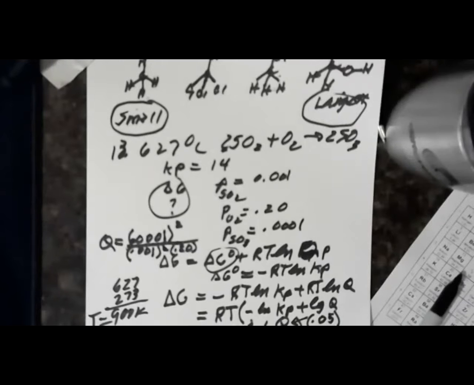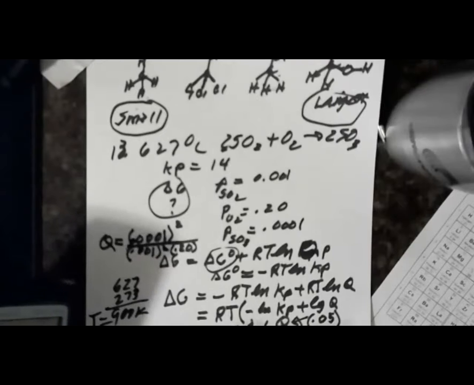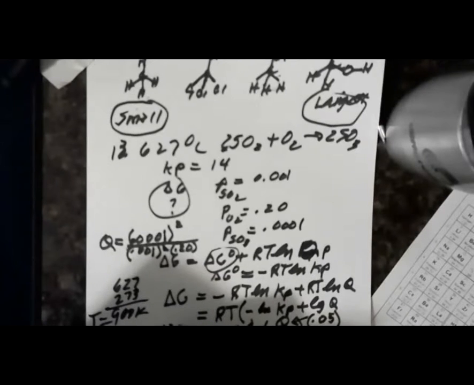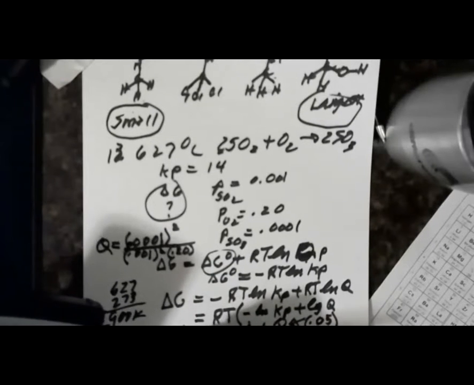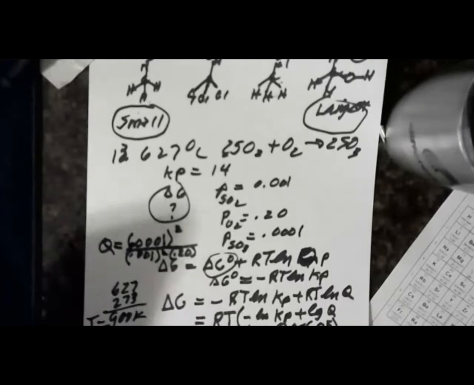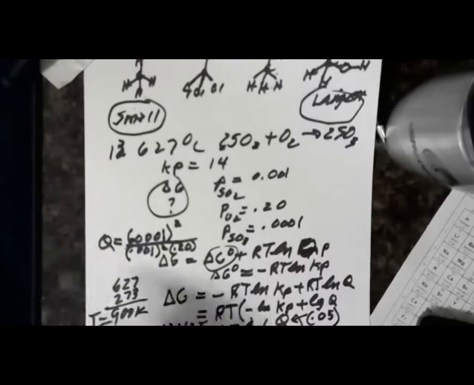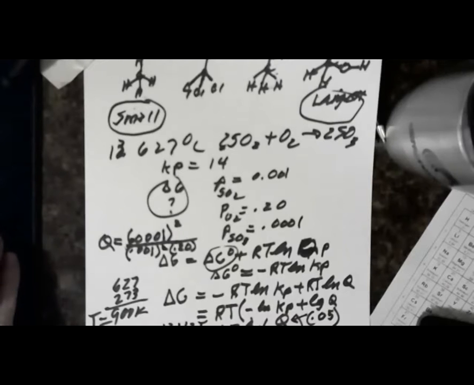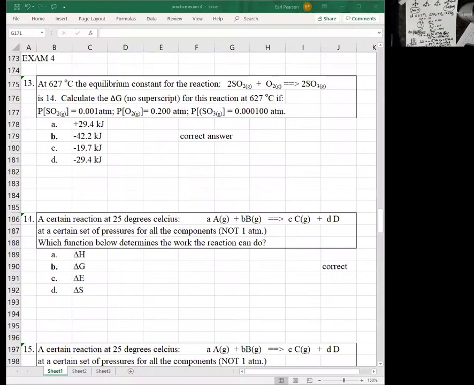And if I'm getting my delta G, it is minus 42,162, and that's going to be in joules. So if I divide that by 1,000 to get kilojoules, I get minus 42.2. Okay, and that should be our correct answer. And there we go.